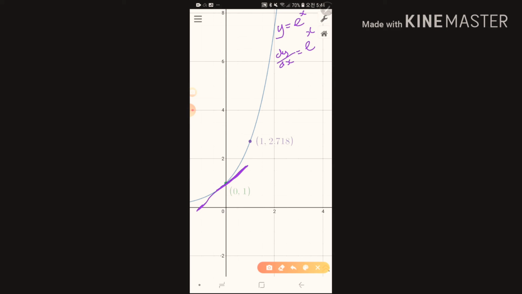If I draw the tangent here too, I can see that the gradient is 2.718..., because e to the power of 1, if I just replace x with 1, is just the natural value e. Therefore, we can say that even though we differentiate the exponential function, it gives the same value.